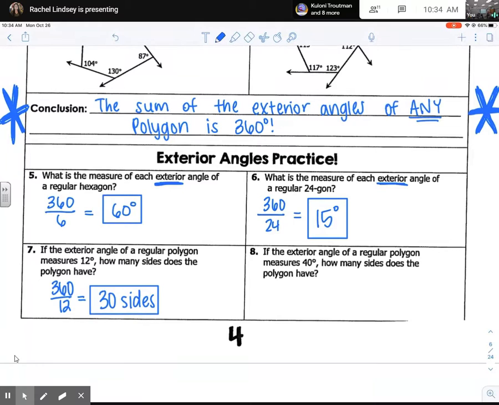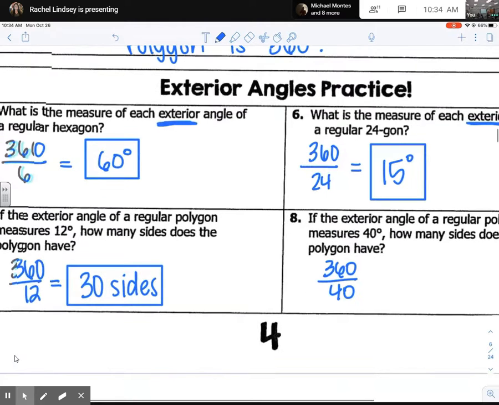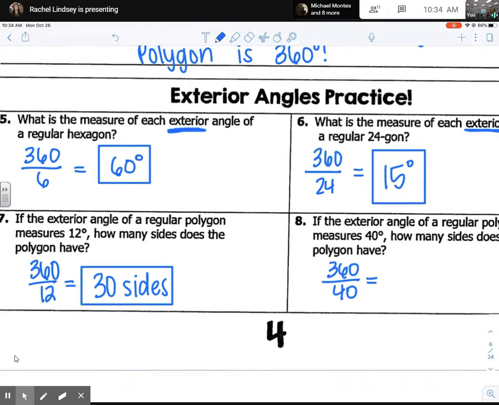And then the same thing for the next one, 360 divided by 40. How many sides would that polygon have? 9.